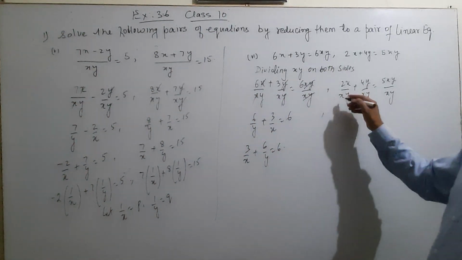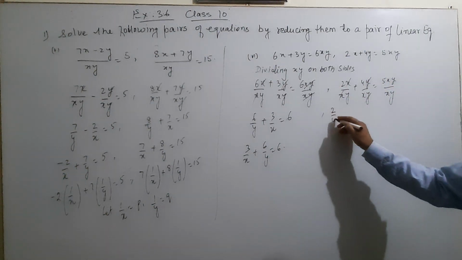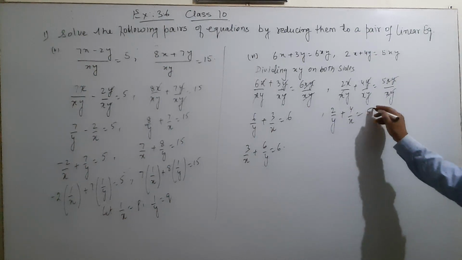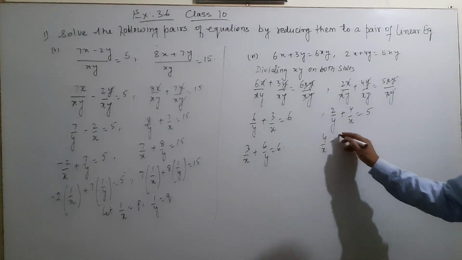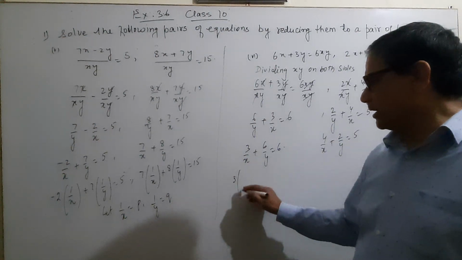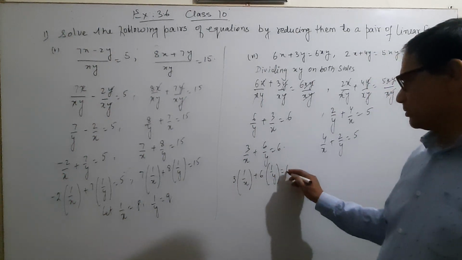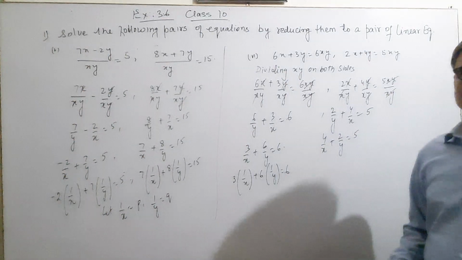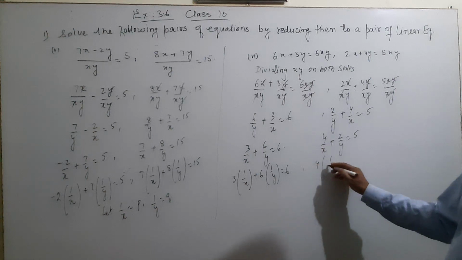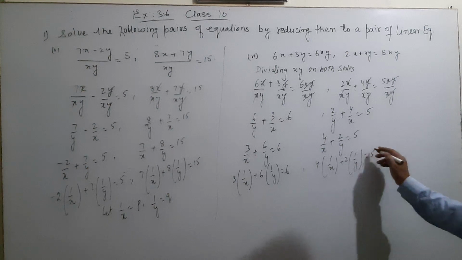And now here also x will cut, y will cut. What is left? 2 upon y plus 4 upon x is equal to 5. 4 upon x plus 2 upon y is equal to 5. And further you know very well, 3 bracket 1 by x plus 6 bracket 1 by y is equal to 6. 1 by x is equal to p, 1 by y is equal to q, and you can solve similarly. 4 bracket 1 by x plus 2 bracket 1 by y is equal to 5. Solved.